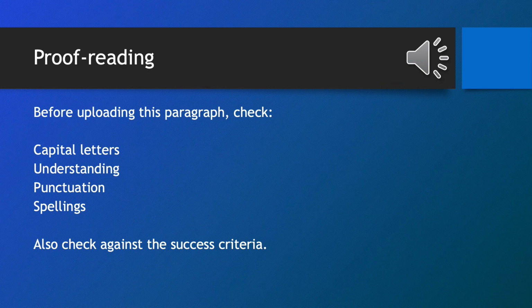Once you've come to the end of your piece of writing, I want you to make sure that you have proofread it again. So thinking about our CUPS, capital letters, understanding, punctuation and spelling. Once you think you've proofread it, you can upload it onto Edmodo for us to have a read of.